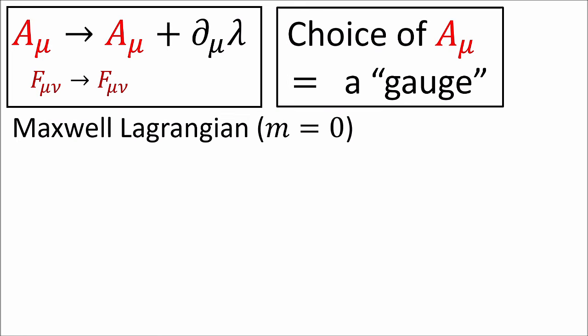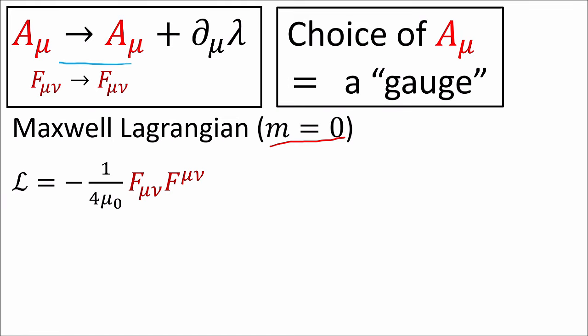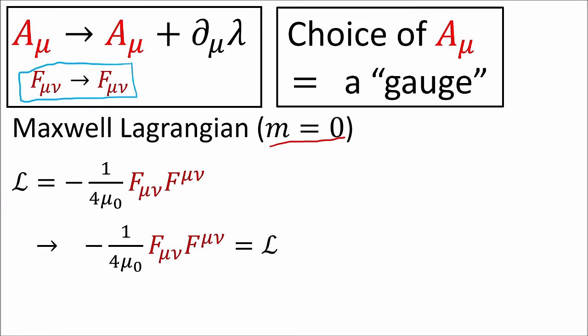However, if we set the mass term to 0, it disappears and we get the Maxwell Lagrangian. Since a gauge transformation leaves F unchanged, this means the Maxwell Lagrangian is completely unchanged by a gauge transformation, and the physics of the field will stay the same.